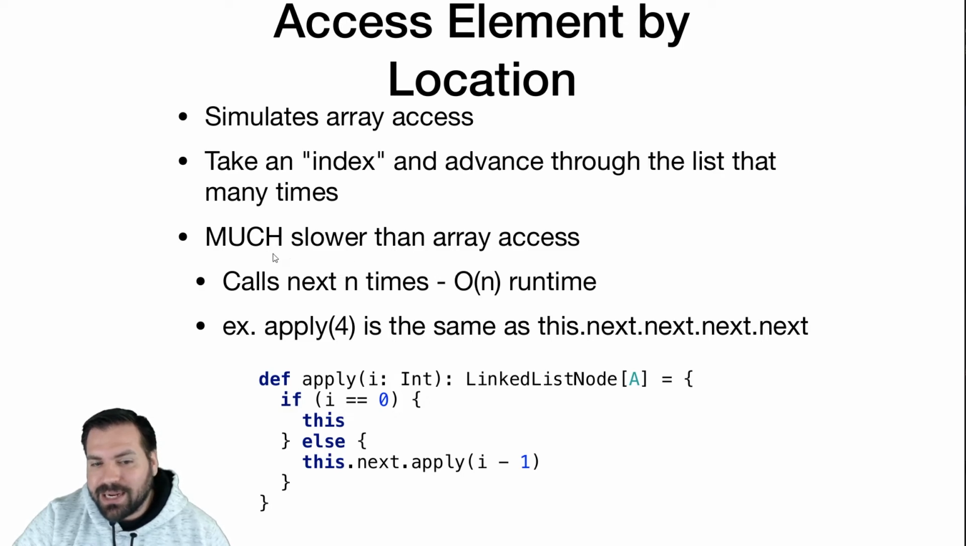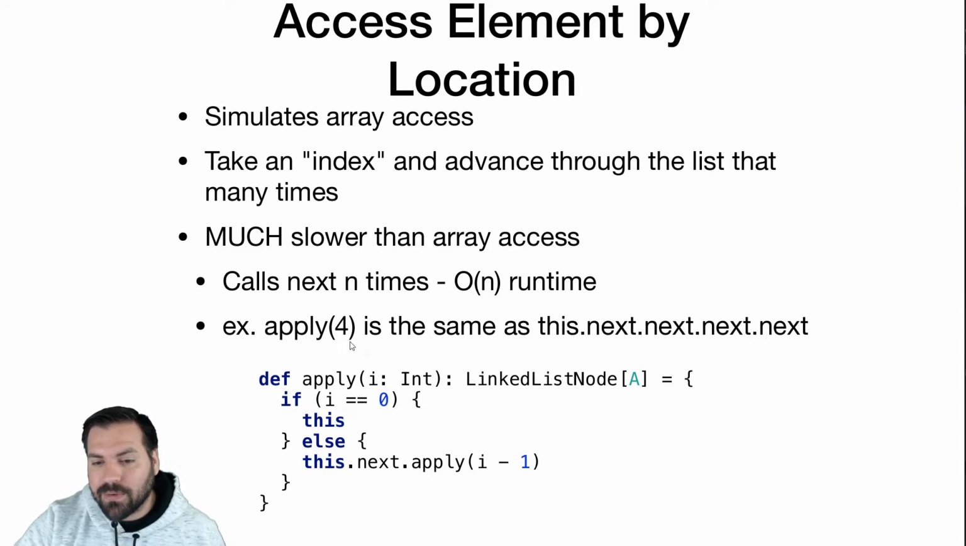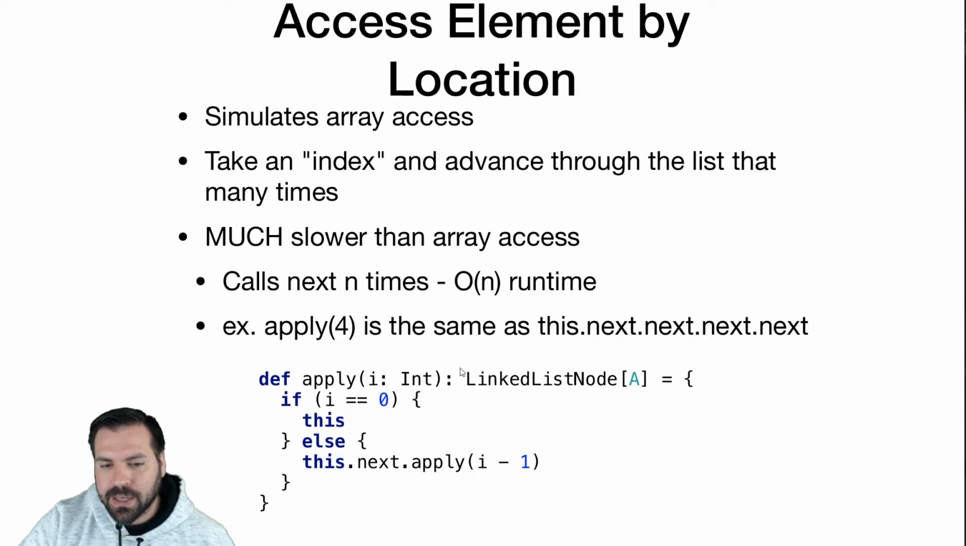And I've mentioned many times that this is a very, very slow operation. It's very slow to access an element from a linked list. And hopefully by now you can see why that's going to be so slow. So if we want to do apply of 4, or give me the 5th element of this linked list, this is the same as saying this dot next, dot next, dot next, dot next. Whatever number we have here, that's how many nexts we're going to access.